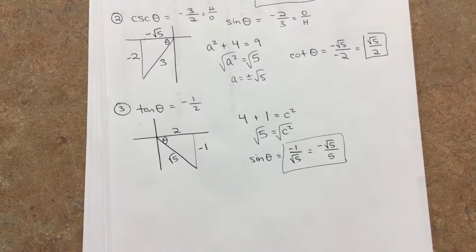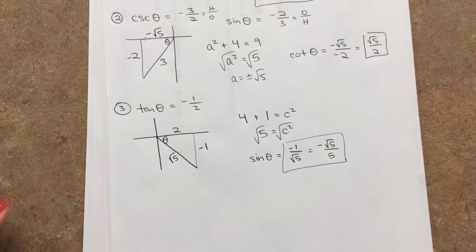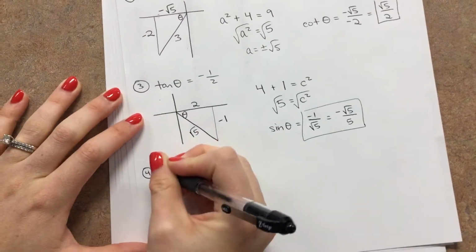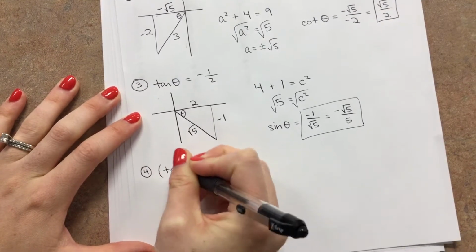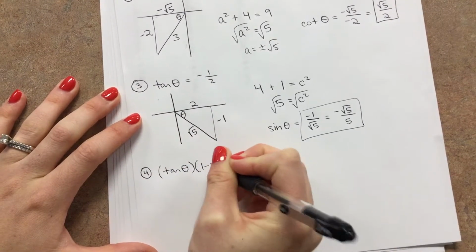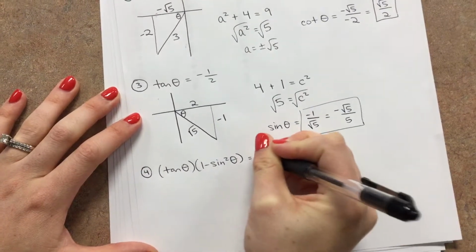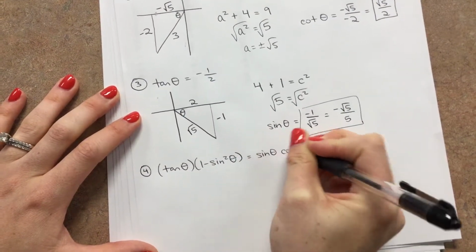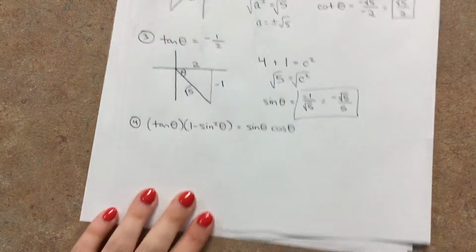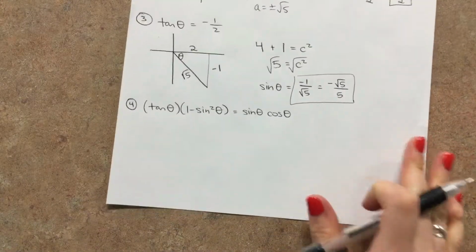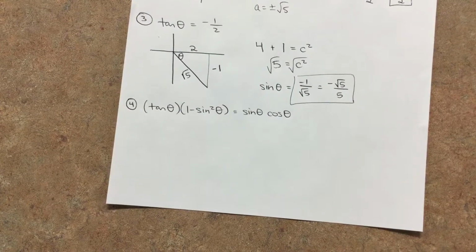Okay, the next set, 4, 5, and 6 were all verifying identities, and that was all from 13.2. So let's go through some of these. All right, so for these ones, you pick a side to start with, and it'll usually be fairly obvious which side is the more complicated side. So you start with one side, and then you just simplify it until you can get the 2 sides to match. Okay, so work one side at a time.